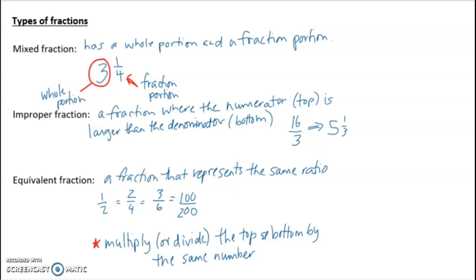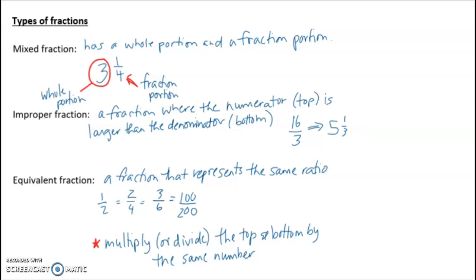If you were to switch that over to a mixed fraction, 3 goes into 16 5 times, because 3 times 5 is 15. And then to go from 15 to 16 means that we just have to add 1. Our denominator stays the same, 3. So 16/3 is the same thing as 5 1/3.